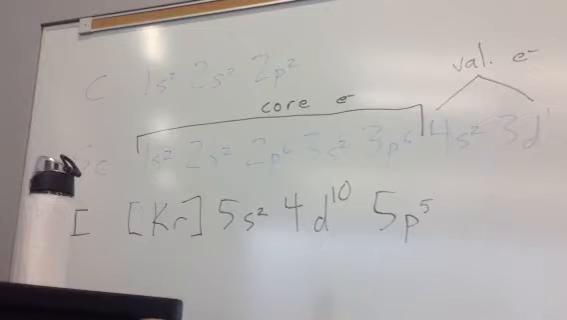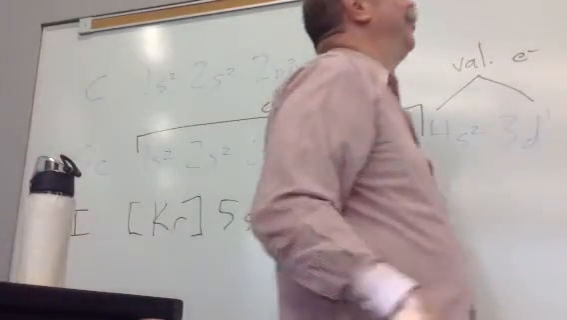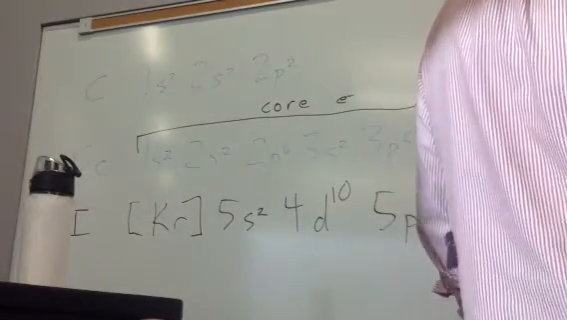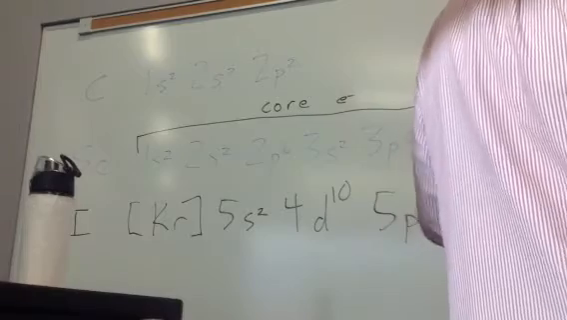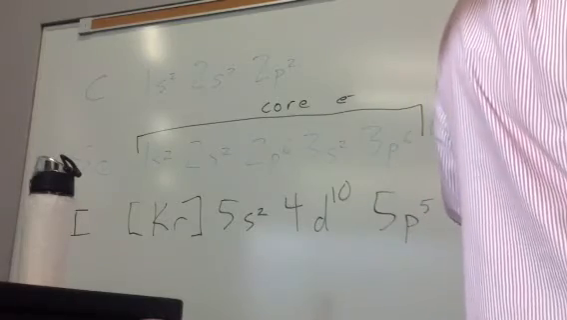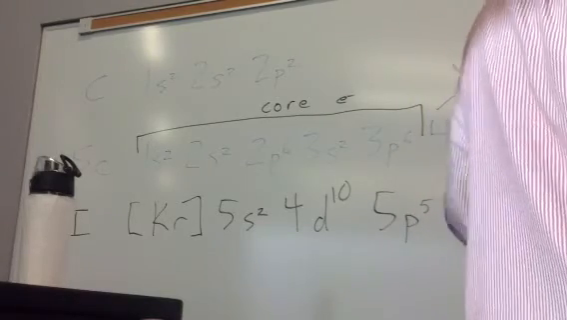Any idea what's going to trip up 25 to 40% of you on the quiz or test? The f orbitals. The f orbitals? Anybody forget the f orbitals? I did. Once you get down to the 6th and 7th period, you've got to start worrying about f orbitals. So just before lead is xenon.